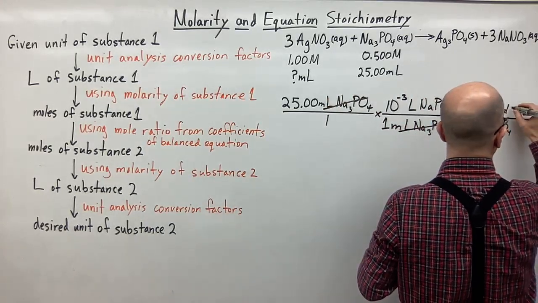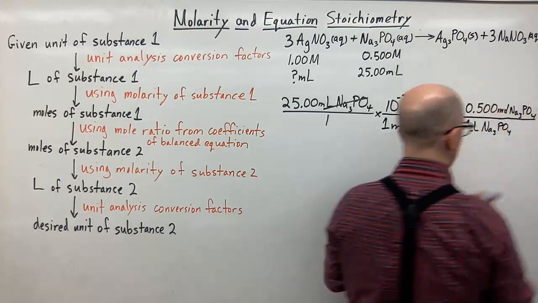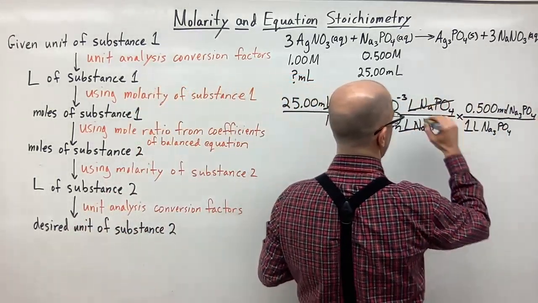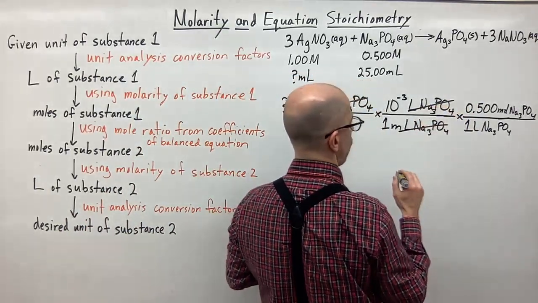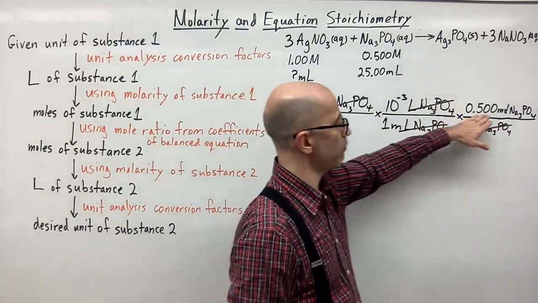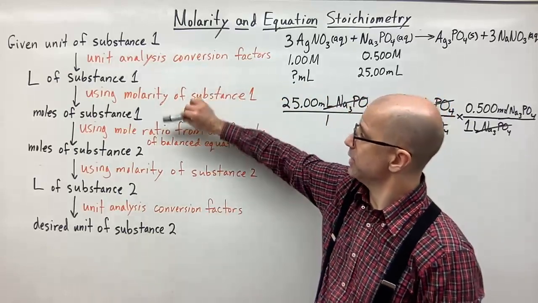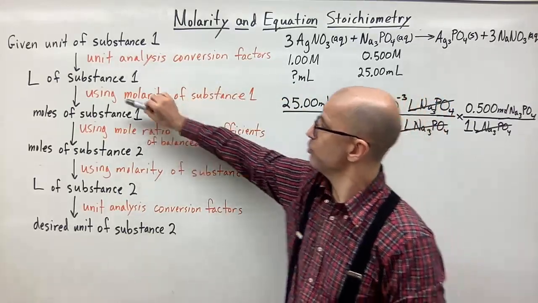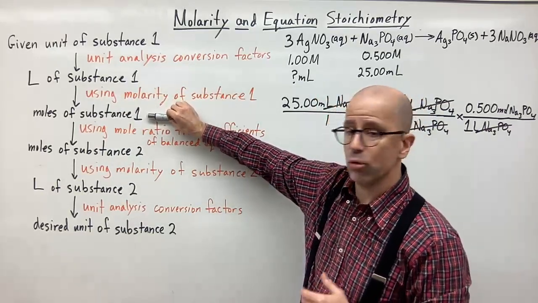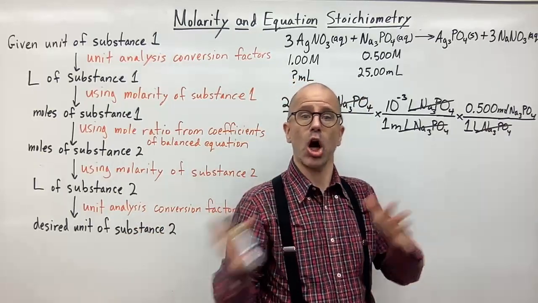And again, that's going to be moles of Na3PO4. So liters of Na3PO4 will cancel out. And now I have moles of the sodium phosphate on top. So now I've done this step. So now I'm here. I've used molarity as a conversion factor. Now I'm at moles of substance 1. Now that I'm at moles, I've kind of done my first large step.